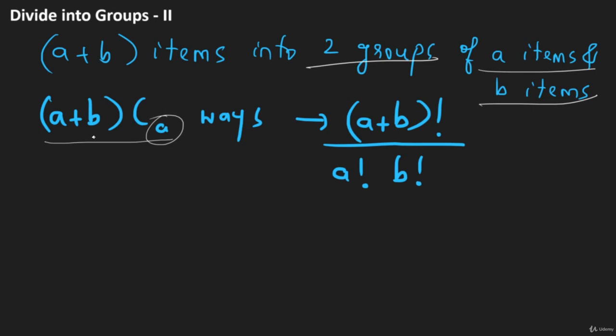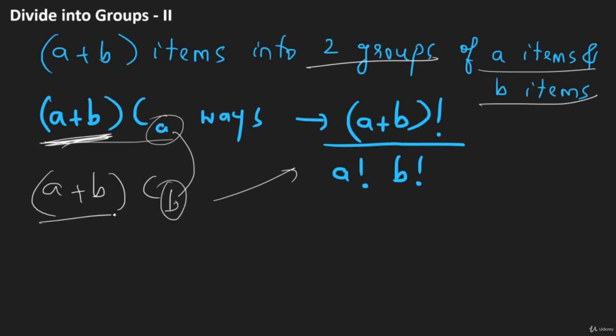Remember, instead of (A+B)CA, we could have also written it as (A+B)CB, and that also will give us the same answer. Remember, over here A plus B is equal to what we have over here. That's the same property which we used when we said 7C2 is equal to 7C5.